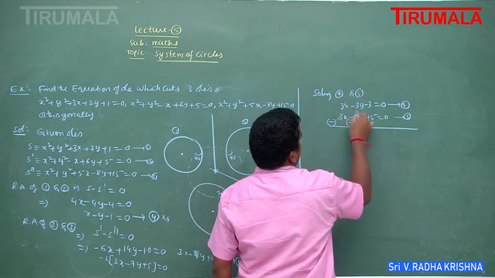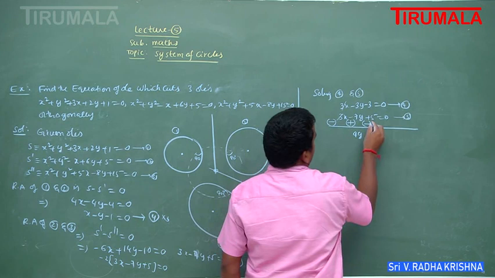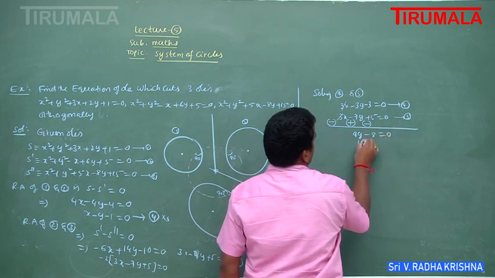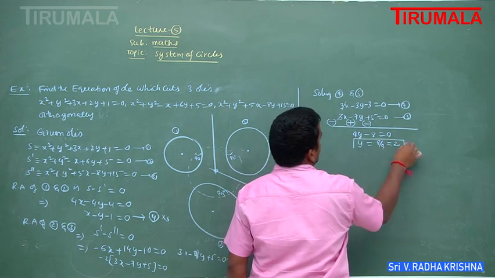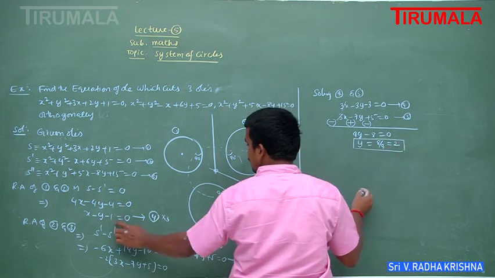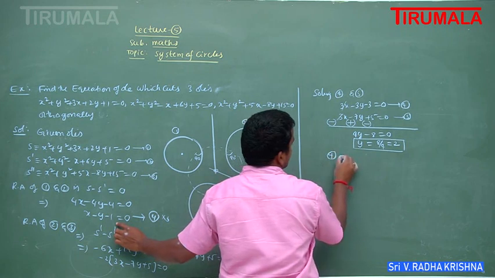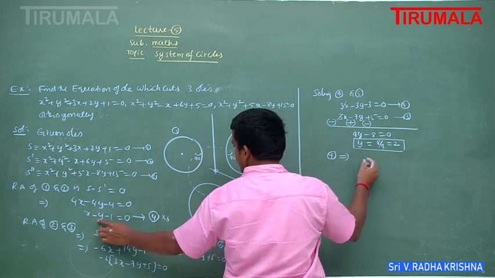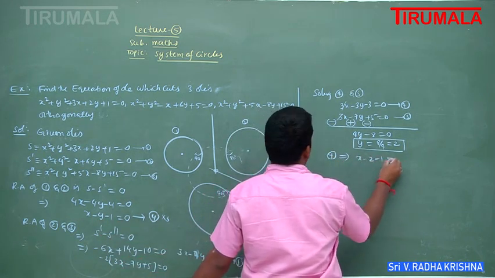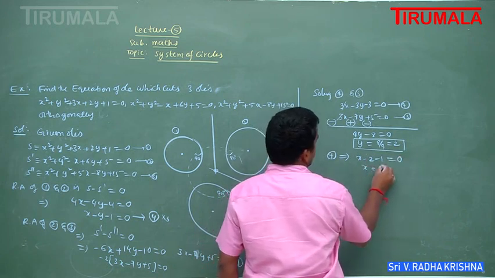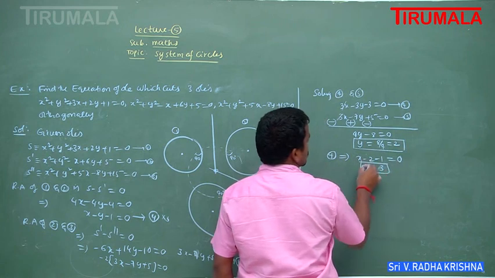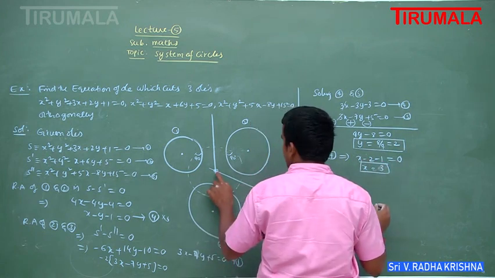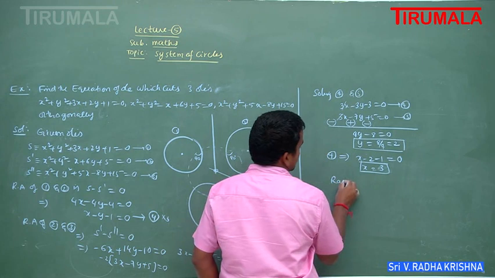So 3x cancels here. Minus 3y plus 7y is equal to 4y minus 8 is equal to 0. So y equal to 8 by 4, that is 2. So y equal to 2. From equation number 4, substitute the y value in the equation: x minus 2 minus 1 equal to 0. So x equal to 3. So x comma y is called the radical center.